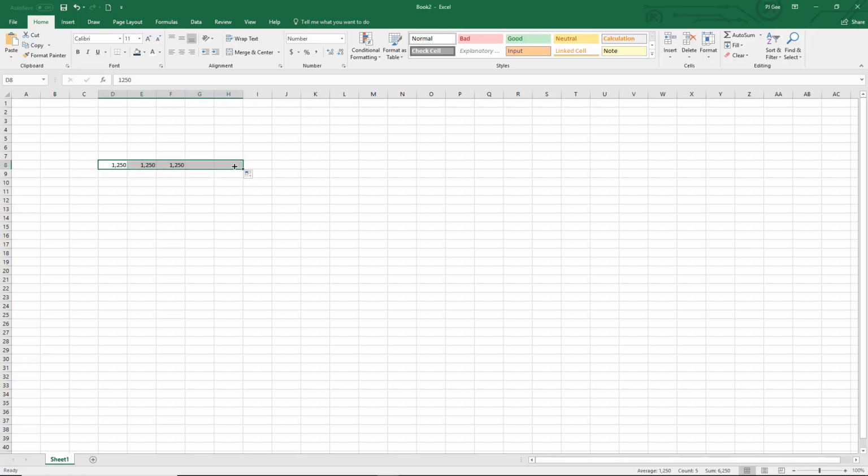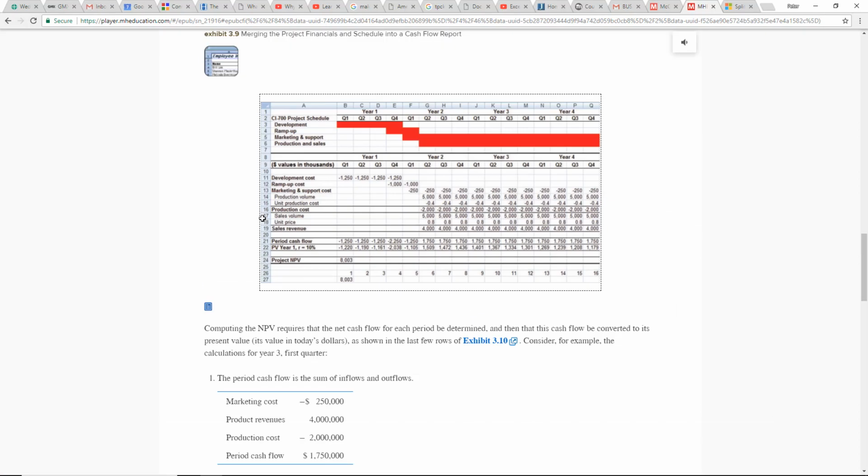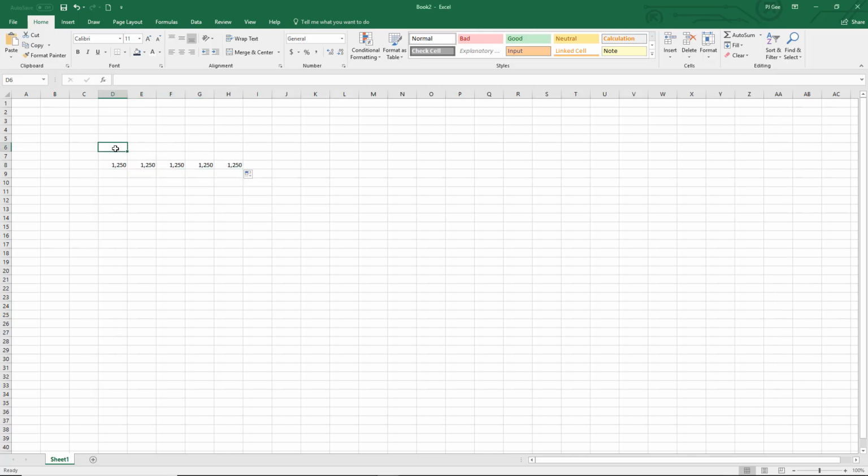These are the cash flows for the first 5 periods: 1, 2, 3, 4, 5. And just to help us out here, that's month 1. I'm sorry, quarter 1. Quarter 2. Now that we have that, you can grab the handle at the bottom and drag that out to quarter 4.